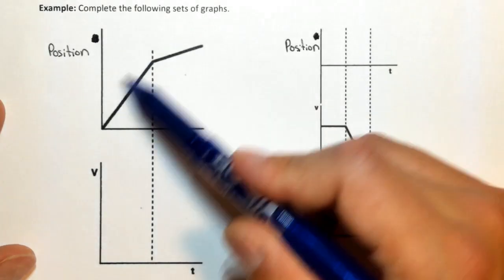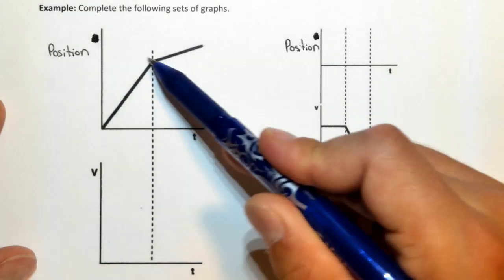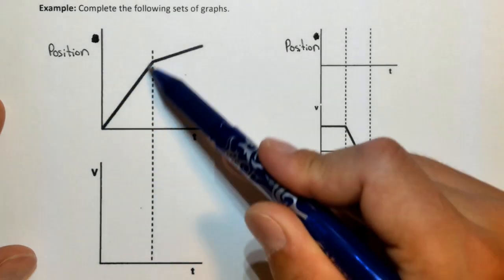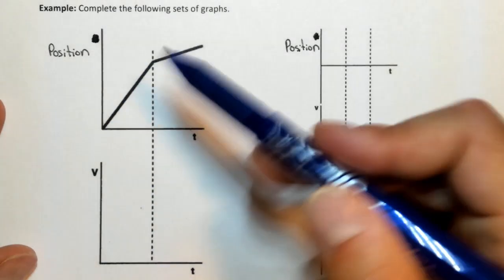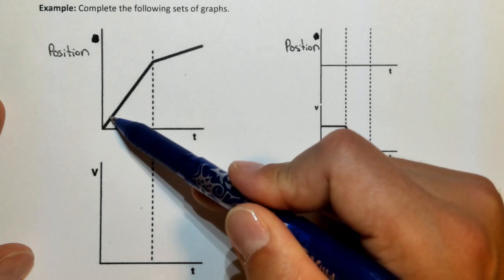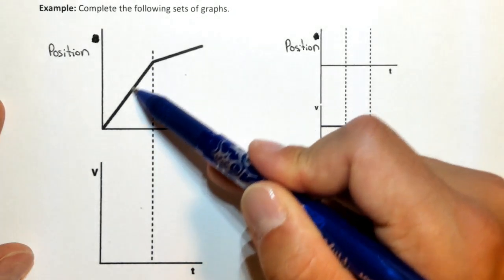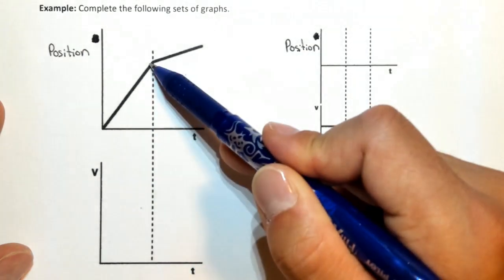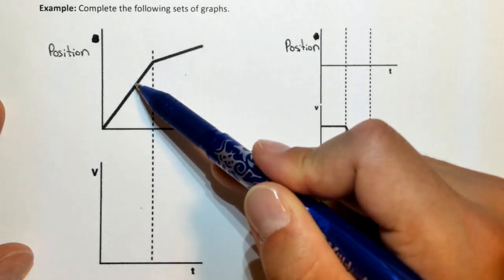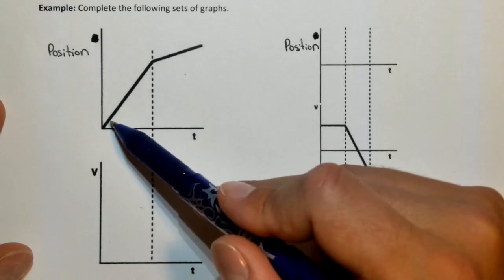So let's start by looking at this first part. The slope here is the same for this whole section. Remember, slope is the steepness of a line. This line always has the same steepness. It's not getting steeper or less steep. So I've got one slope for the whole first section, which means I have one velocity for this whole first section.